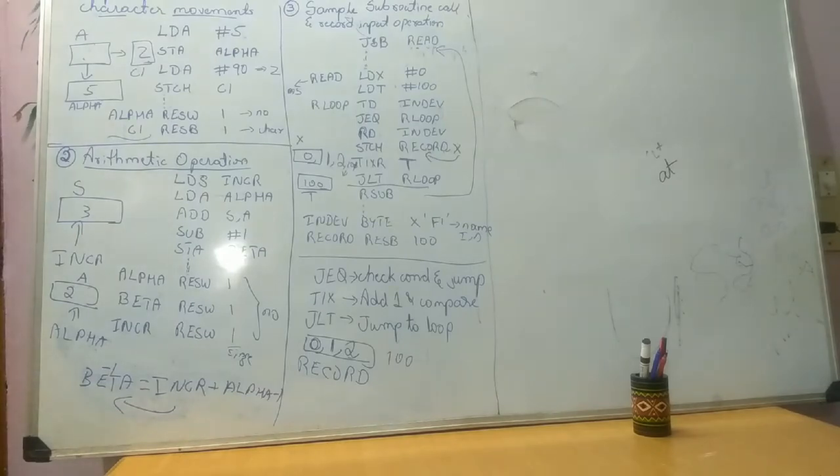So this example combines both subroutine and input and output statements in a SIC/XE machine. It is the same program, so please compare it with the SIC program and see how it is written in the SIC/XE program. Compare and check with it.